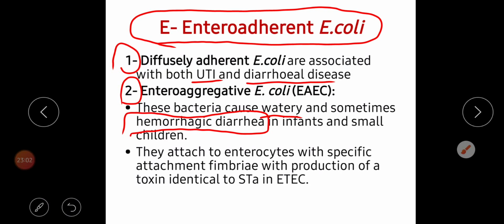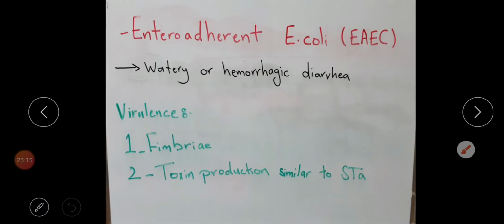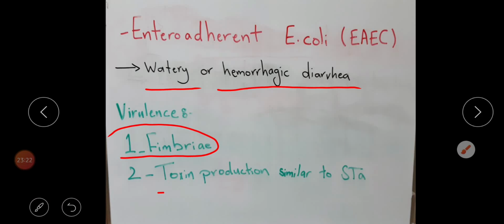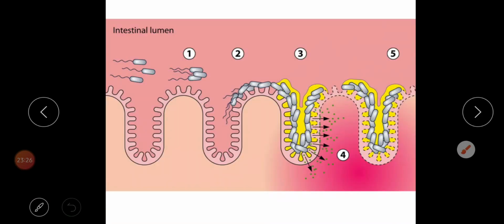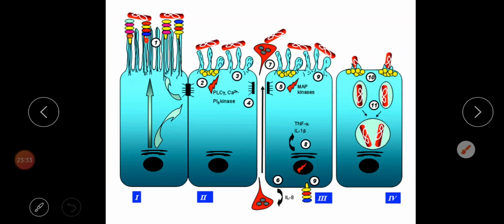What are the virulence factors? It includes two types. First of all, fimbria, and second, production of toxins similar to the stable toxin of enterotoxigenic E. coli. This is the enteroadherent E. coli. They cause watery or hemorrhagic diarrhea, and the virulence factors include fimbria and toxin production similar to the stable toxin of enterotoxigenic E. coli. And this is the way by which the enteroadherent E. coli cause diarrhea.